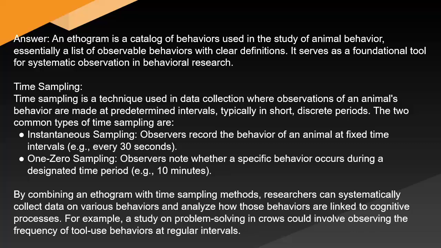Time sampling. Time sampling is a technique used in data collection where observations of an animal's behavior are made at predetermined intervals, typically in short, discrete periods. The two common types of time sampling are instantaneous sampling, where observers record the behavior of an animal at fixed time intervals, e.g., every 30 seconds, and one-zero sampling, where observers note whether a specific behavior occurs during a designated time period, e.g., 10 minutes.